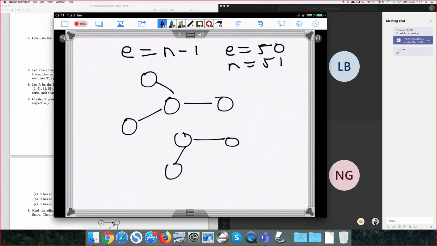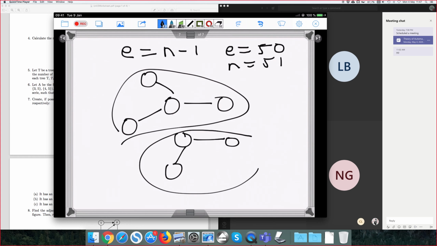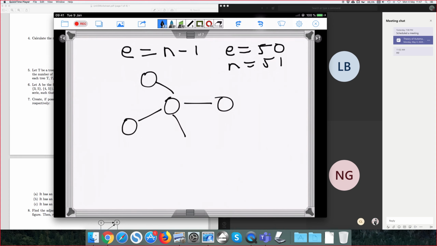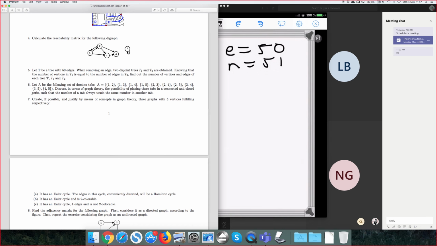I have this tree here and this tree here. This is something that happens whenever you eliminate an edge from a tree. You obtain 2 disjoint trees.